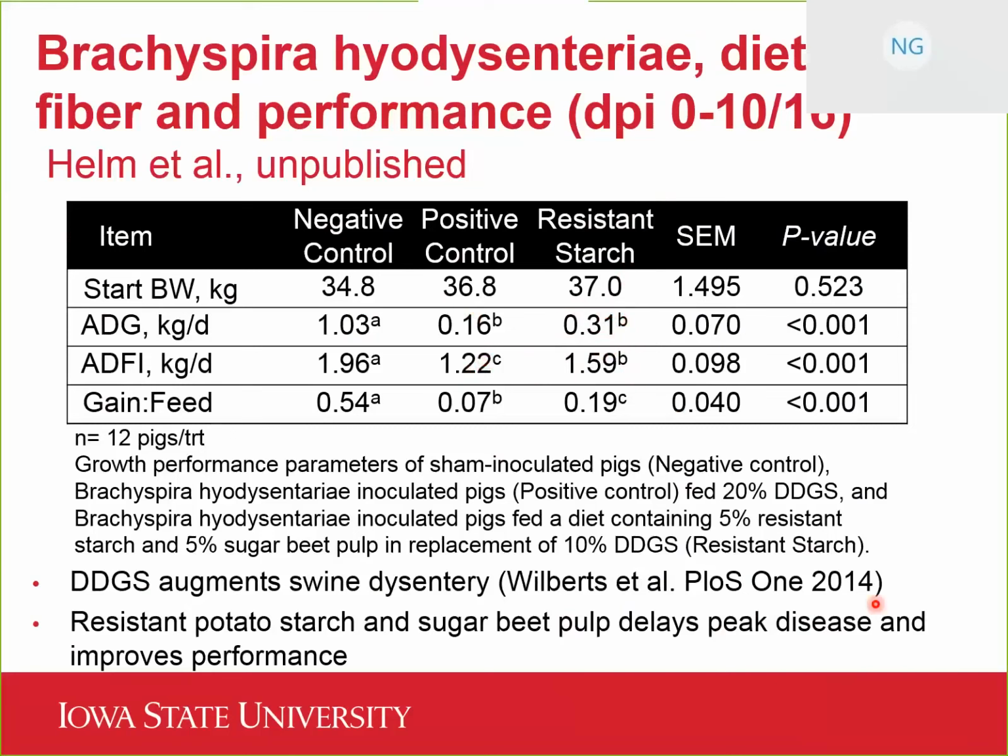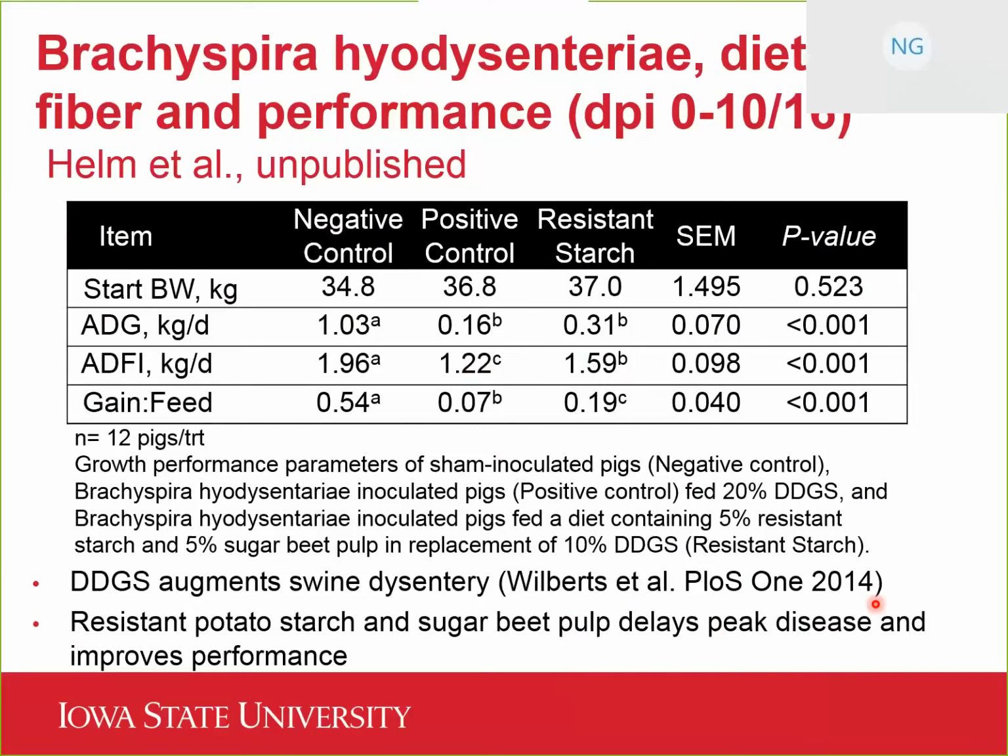And so by changing the fiber source, in this case increasing resistant starch and beet pulp, we can actually seem to delay the peak disease and improve performance over the peak disease period. Now, one thing that we don't know, and even the published literature hasn't really done a lot of work in this, is it a delay?